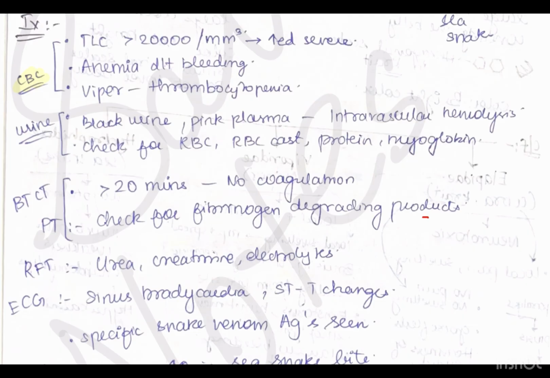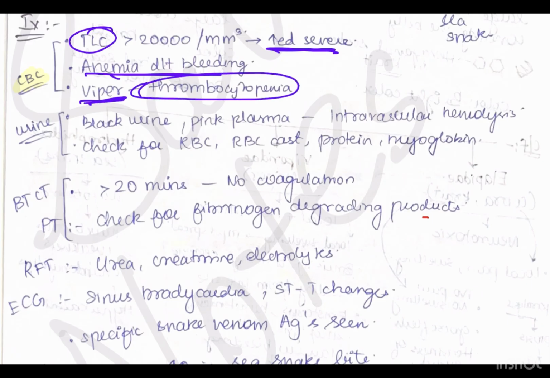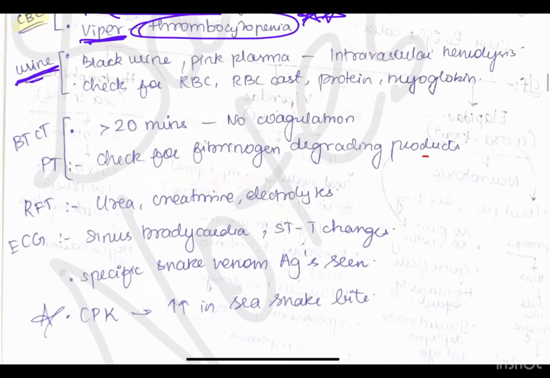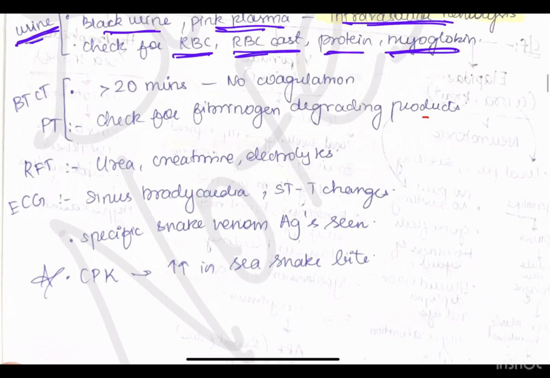First being blood investigations, total leukocyte count is increased, anemia due to bleeding, and viper bite can cause thrombocytopenia. We saw it before. Next, in urine investigation, black urine, pink plasma that suggests intravascular hemolysis. We have to check for RBC, RBC cast, protein, and myoglobin. Next, bleeding time, clotting time, and then platelet time. In this, if it is more than 20 minutes, then there is no coagulation. We have to check for fibrinogen degradation products.